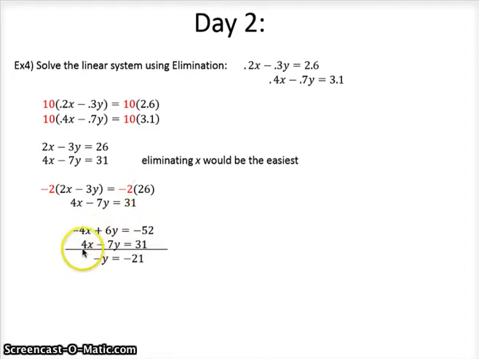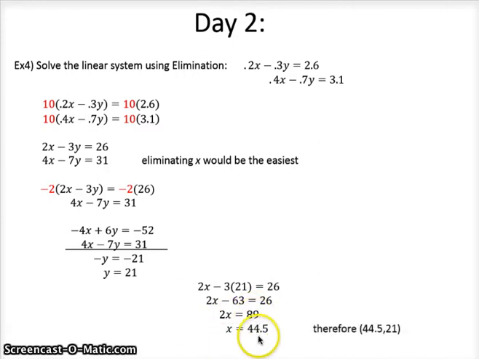So when we add straight down, our x's are eliminated. We get -1y is equal to -21. Dividing by -1, we end up getting that y is equal to a positive 21. We can now take that value, plug into one of our original, and we can go into our factors of 10, and we can simplify and see that we end up getting 2x is equal to, moving the 63 to the other side, 89, so x is 44.5. So therefore, our point of intersection is 44.5, 21.